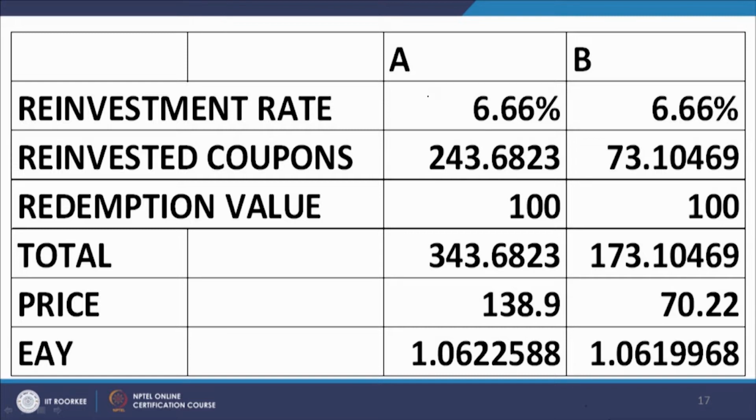we find that for bond A it turns out to be 243.6823, and for B it turns out to be 73.10469. Let me repeat, this is the final maturity value of all the coupons that are received by the investor during the life of the investment of 15 years, and they are reinvested not at the YTM rate, they are reinvested at the rate which is given to us, which is 6.66%. I reiterate, the coupons are invested at 6.66% and not the YTM rates.